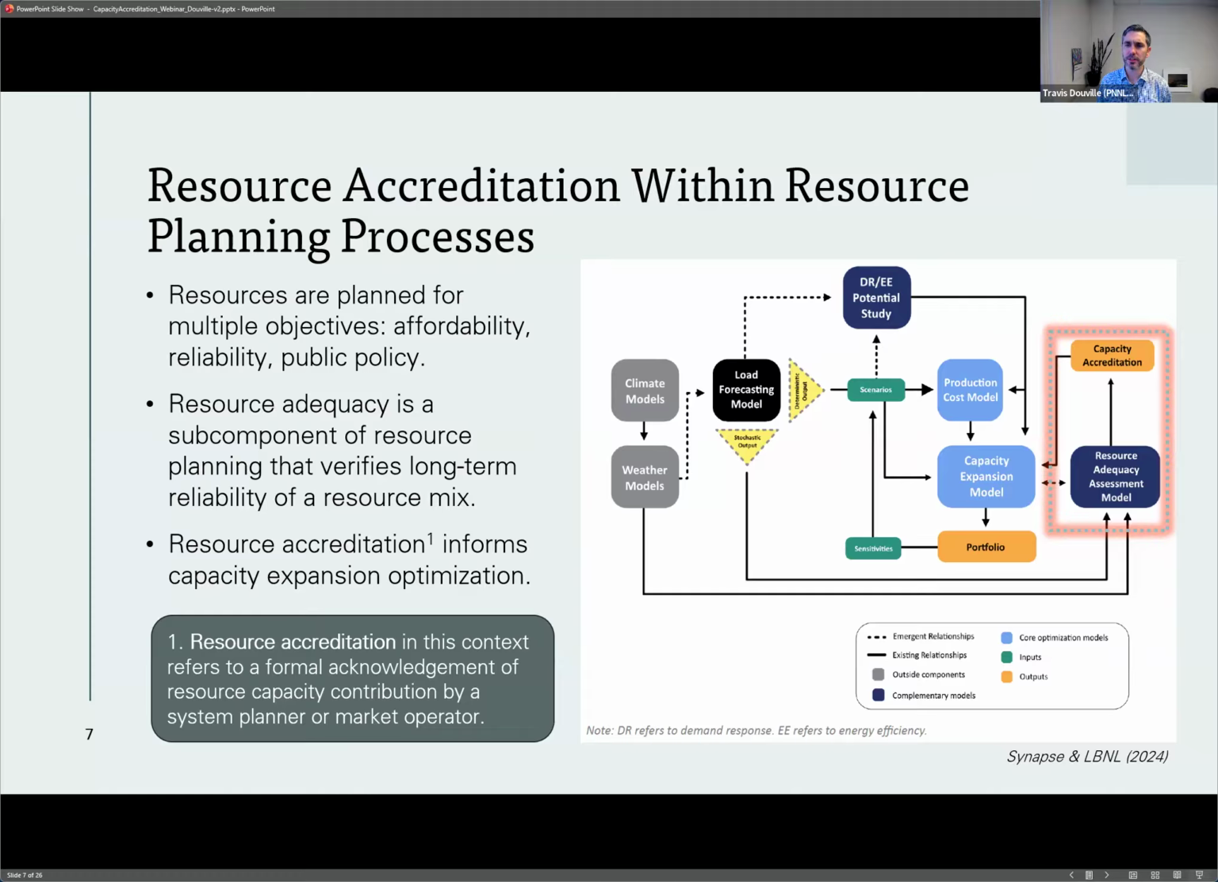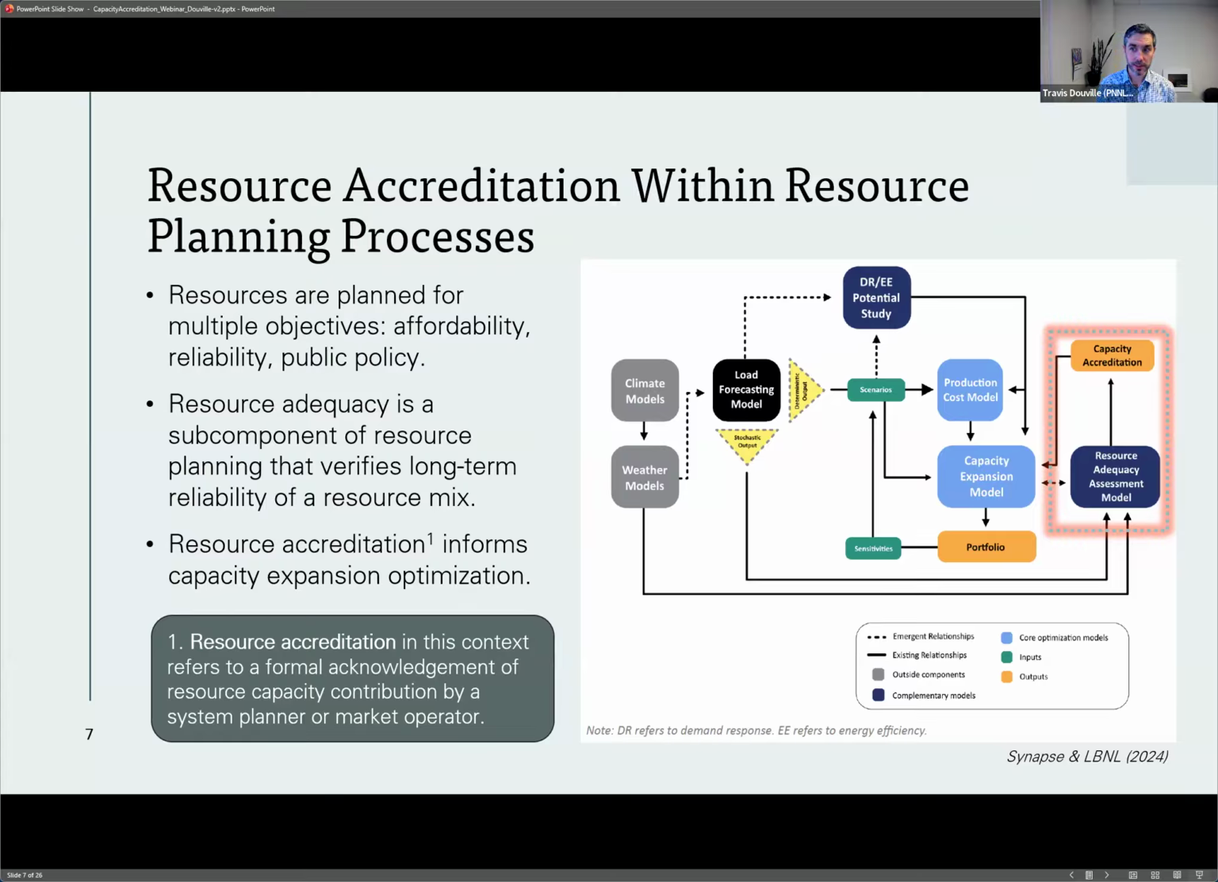I want to call your attention to a critical feedback loop on this slide, and this is really the point of showing the slide and getting into this. This feedback loop happens in the highlighted box at the far right of the image, and the way that touches the capacity expansion model. Within the capacity expansion optimization, resource adequacy evaluates how much effective capacity each resource is providing and how a generation mix that is deemed to be least cost by the capacity expansion model meets a pre-established resource criterion or resource criteria.